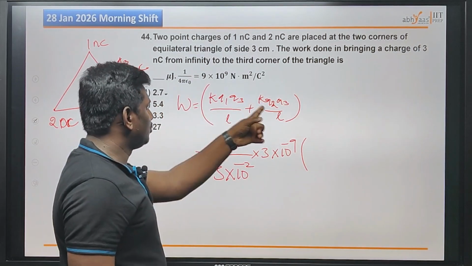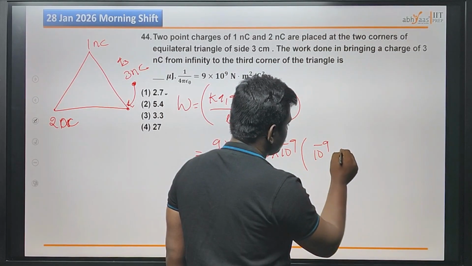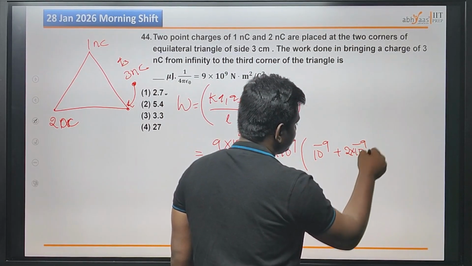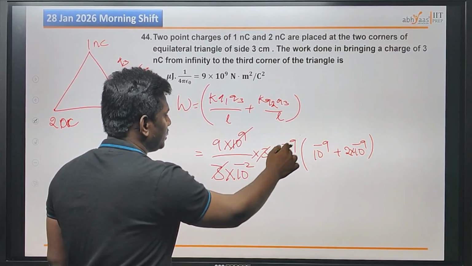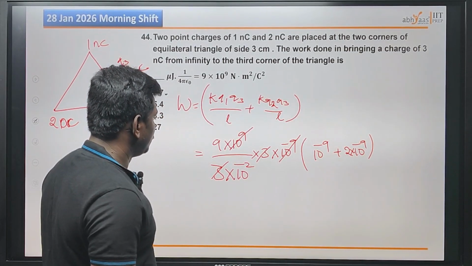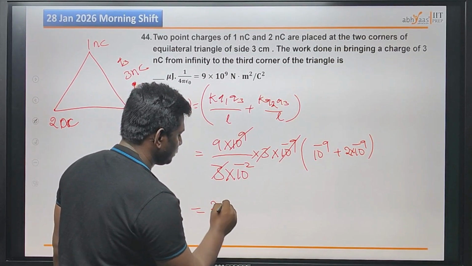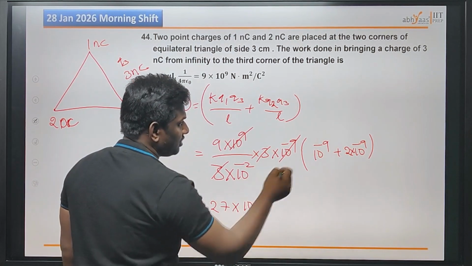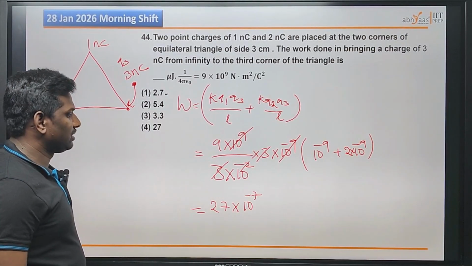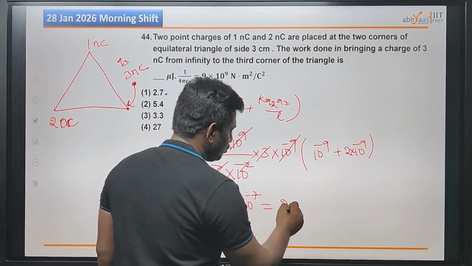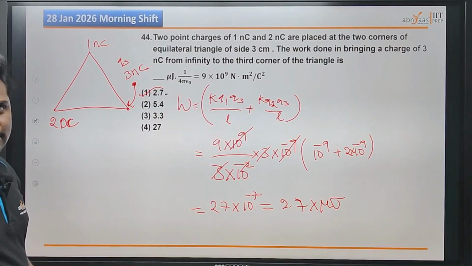And Q1 plus Q2. What is Q1? That is 1 into 10 to the power minus 9 plus 2 into 10 to the power minus 9. 3 and 3. Okay. 10 to the power 9 and 10 to the power 9. Here you are having 3 into 9, that is 27. 27 into 10 to the power minus 9. If you cancel these two, you will get minus 7. If you convert that into microjoules, 2.7 microjoule. Option 1 is your answer.